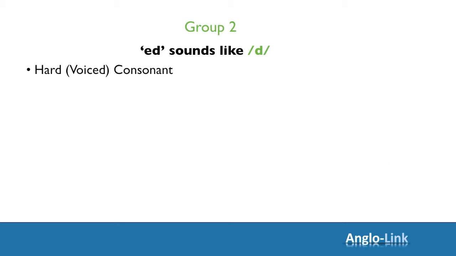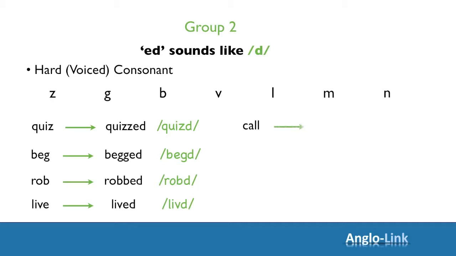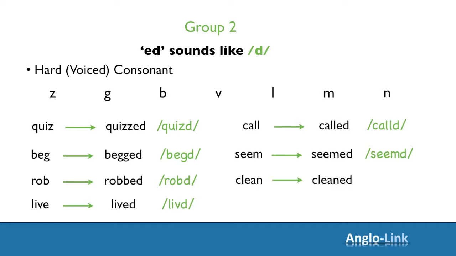And also when the verb ends in a hard or voiced consonant, such as z, g, b, v, l, m, or n. Let's look at some examples. Quiz, quizzed. Beg, begged. Rob, robbed. Live, lived. Call, called. Seem, seemed. Clean, cleaned.